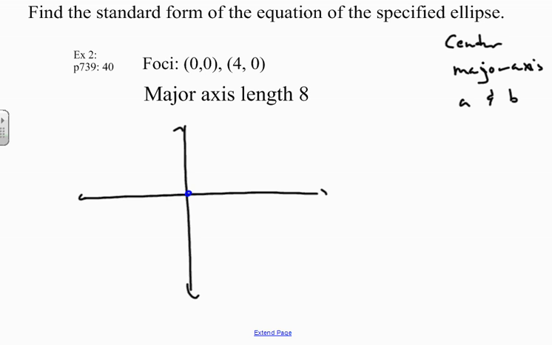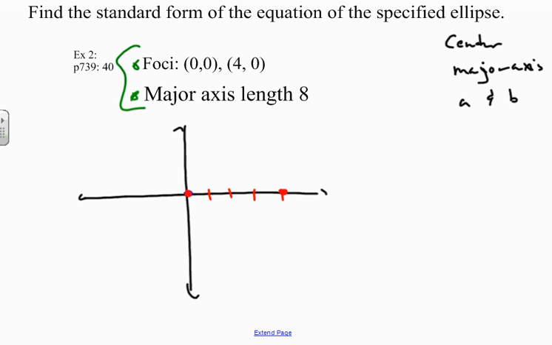All right, so given this, we are given an equation where the foci are located at the origin. Let's change this color to red so it's easier to see. At 0, 0, and then we have 4, 0. The major axis length is 8. So what that means is that the foci and the major axis are all on the same line. They're all on the same major axis.